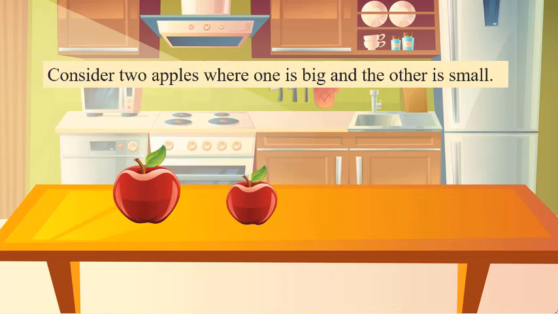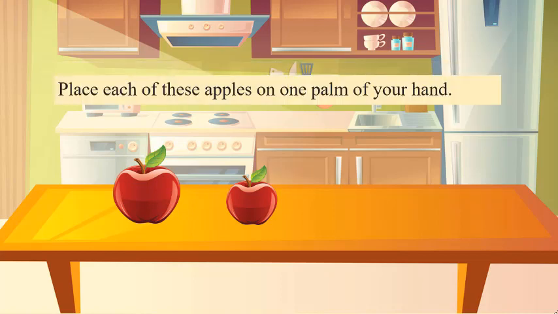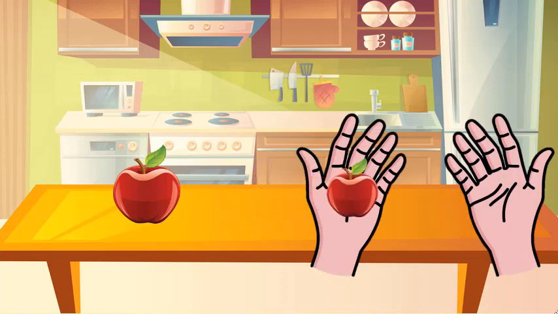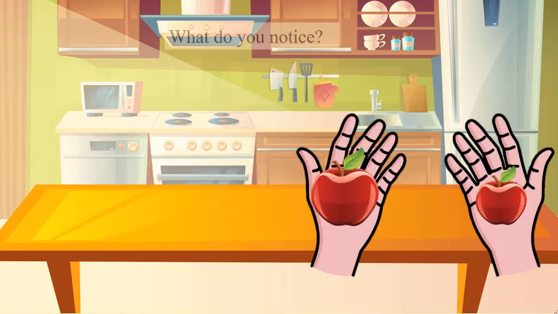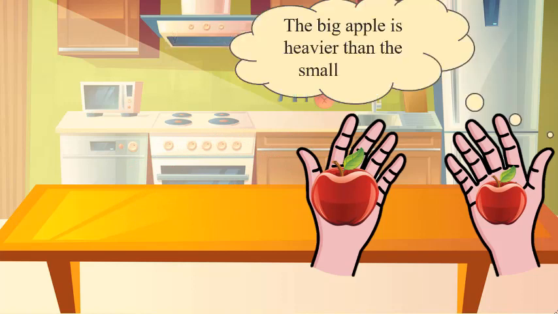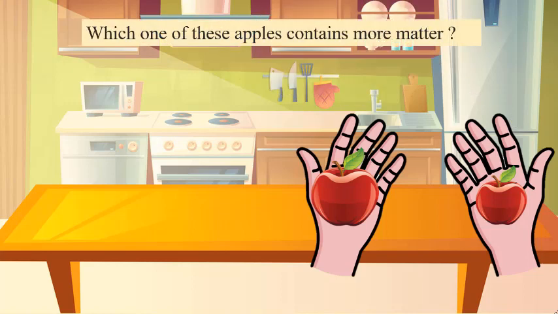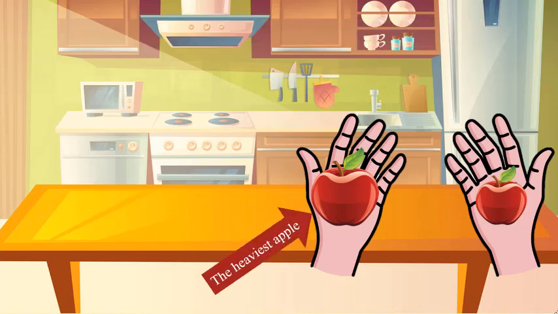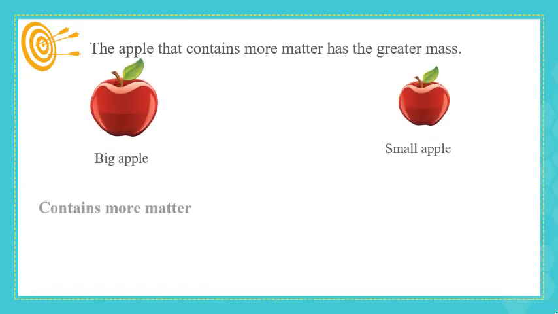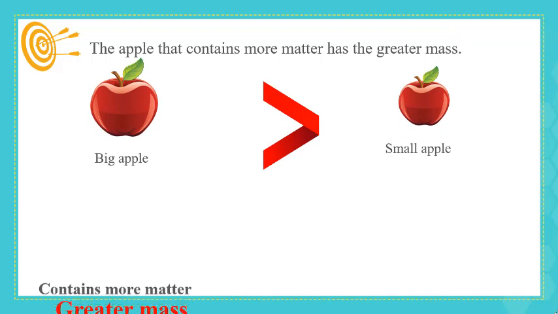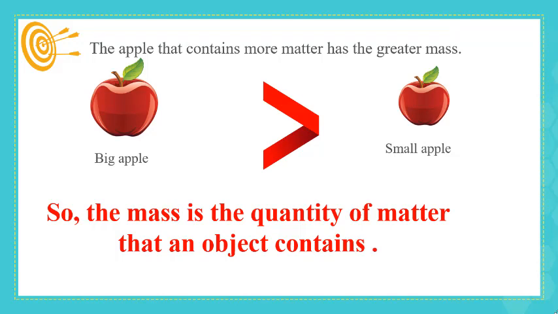Consider two apples where one is big and the other is small. Place each of these apples on one palm of your hand. What do you notice? The big apple is heavier than the small one. Which one of these apples contains more matter? Of course, it's the heaviest apple, that is the big apple. Then, the apple that contains more matter has the greater mass. So as a definition, mass is the quantity of matter that an object contains. This definition you have to keep in your mind.